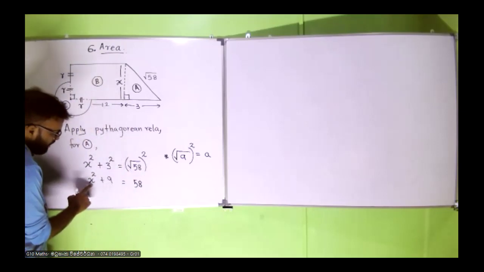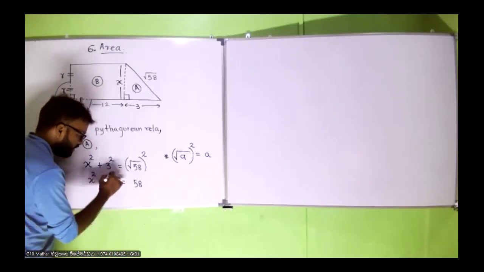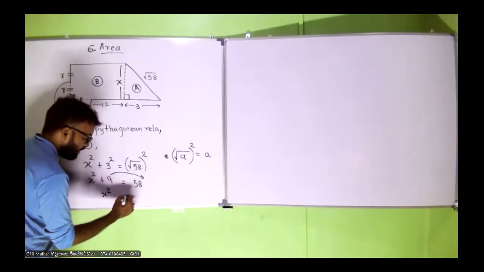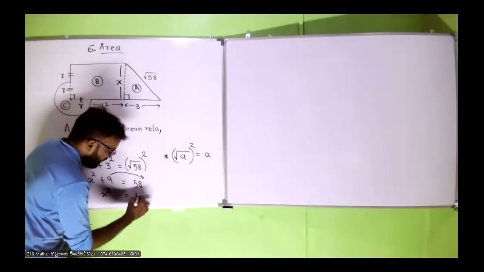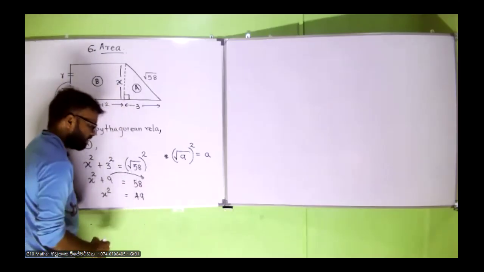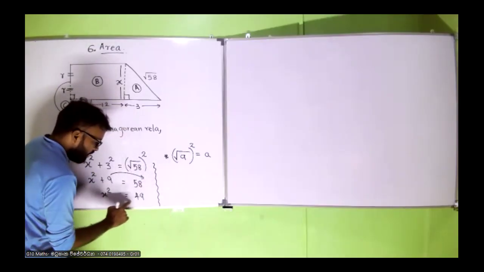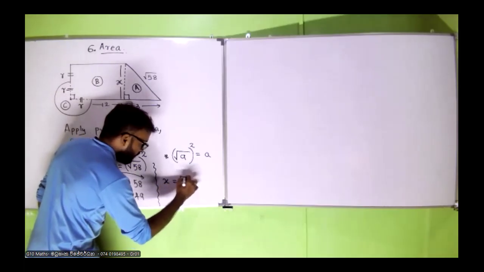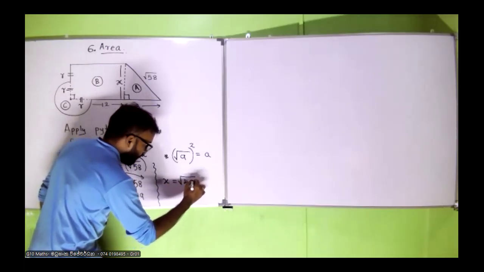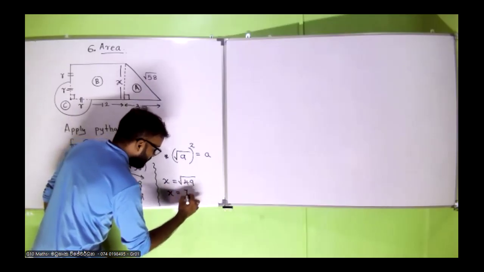X squared plus 9. So this is positive 9. Take it to the other side, it becomes negative 9. 58 minus 9 will give you 49. So x squared equals 49. You know now, x equals the square root of 49. X equals 7 centimeters.